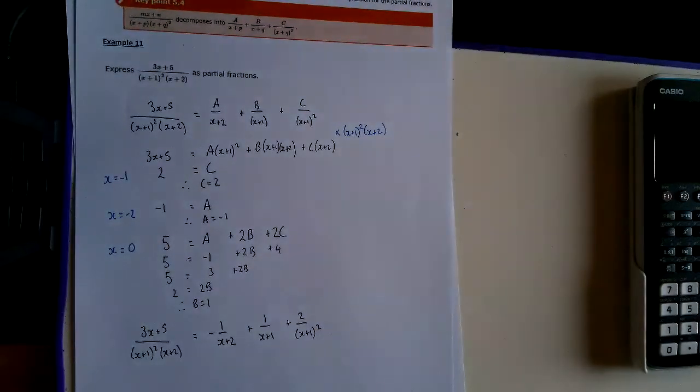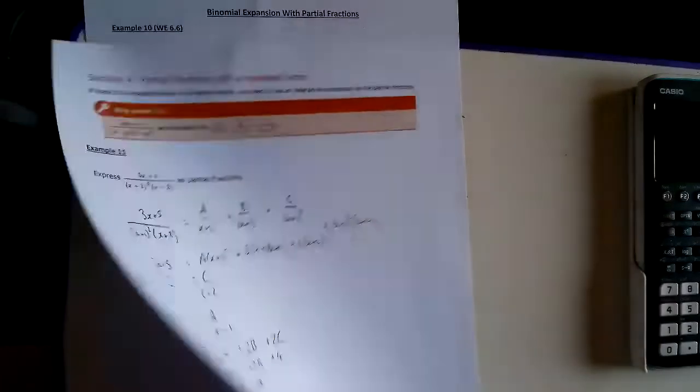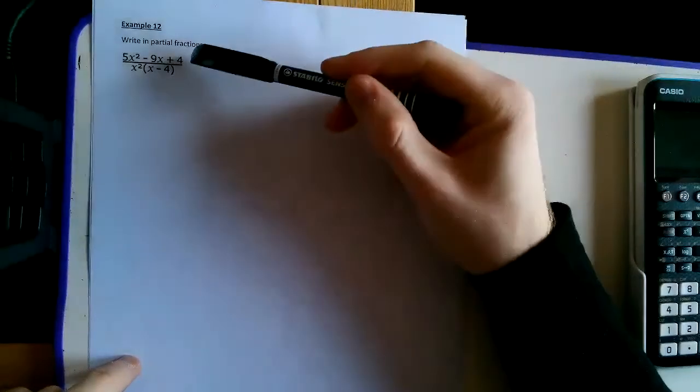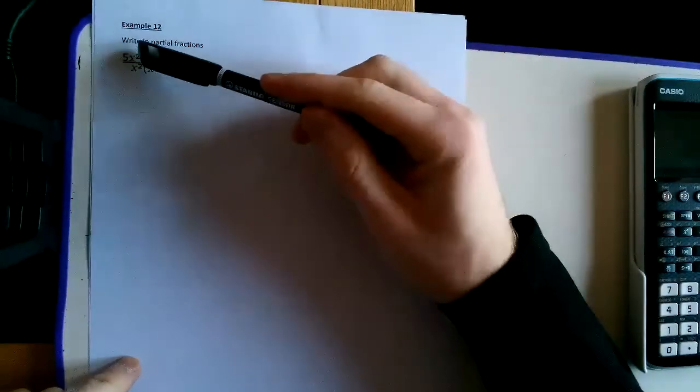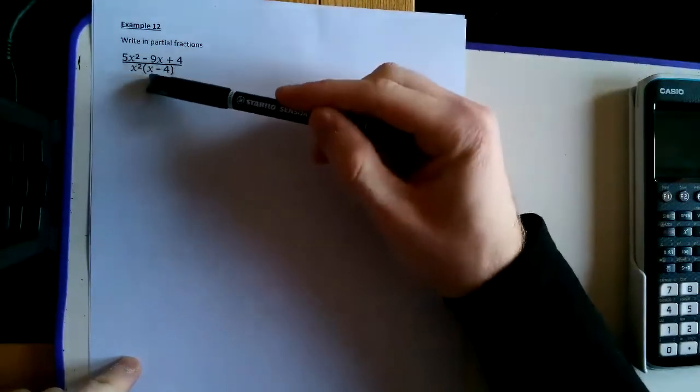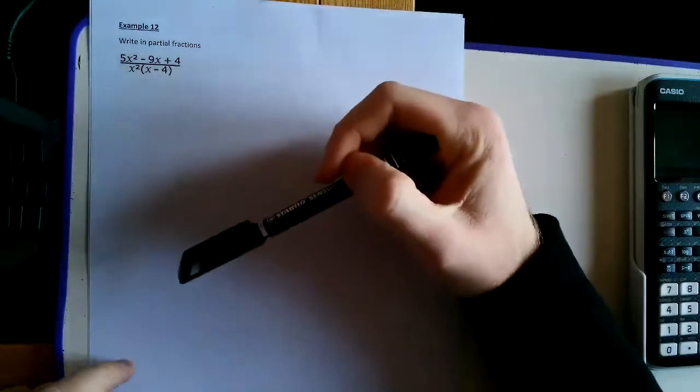I would end up with a quadratic, in fact. Okay. One more. So if you want to pause it, you can try this one yourself first. Okay, so same thing. I'm just going to double check that this one is not an improper fraction. So the degree on the top is 2. The degree on the bottom would be 3, x cubed there. So it's fine to go ahead and do it straight away.